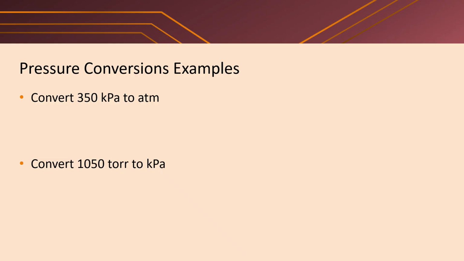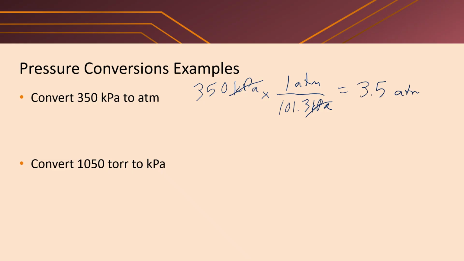Let's say we have 350 kPa, and I want to get it to ATM. I know that 101.3 kPa is the same as 1 ATM. I put the kPa on the bottom so it would cancel. And then to solve that, you would divide 350 divided by 101.3, and you would get 3.5 ATM. I'm using 2 sig figs here. It's actually 3.455, but when you round to 2 sig figs, you get 3.5.